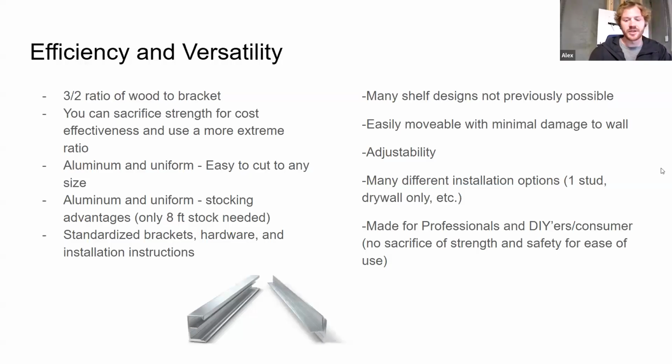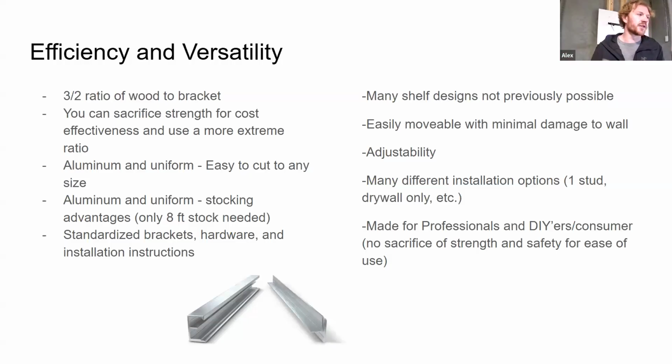Moving on to efficiency and versatility. We did go through a little bit of this already, but basically, you can use the bracket at a 3-to-2 ratio of wood to bracket, meaning basically for a 3-foot shelf, you can use a 2-foot bracket, and you'll still get that 300-pound load capacity as long as you're hitting two wood studs. And for the slim, obviously, again, it's 150-pound load capacity.